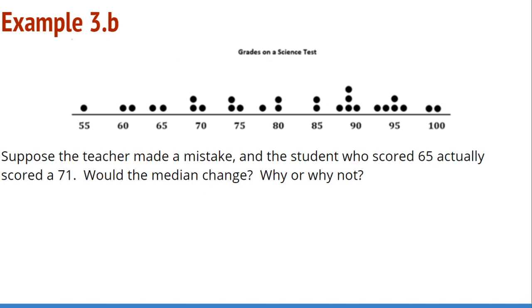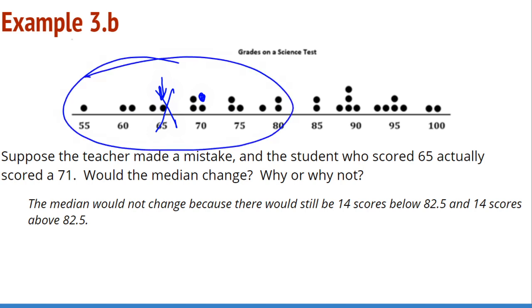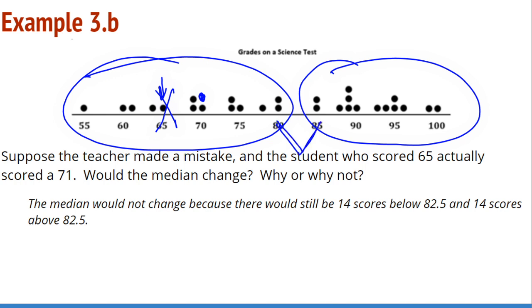Suppose the teacher made a mistake and the student who scored 65, so this student right here, actually scored a 71. Is that going to change the median? Why or why not? The median's not going to change. I've still got 14 scores over here. I'm still finding the middle of 80 and 85, so nothing changes there.